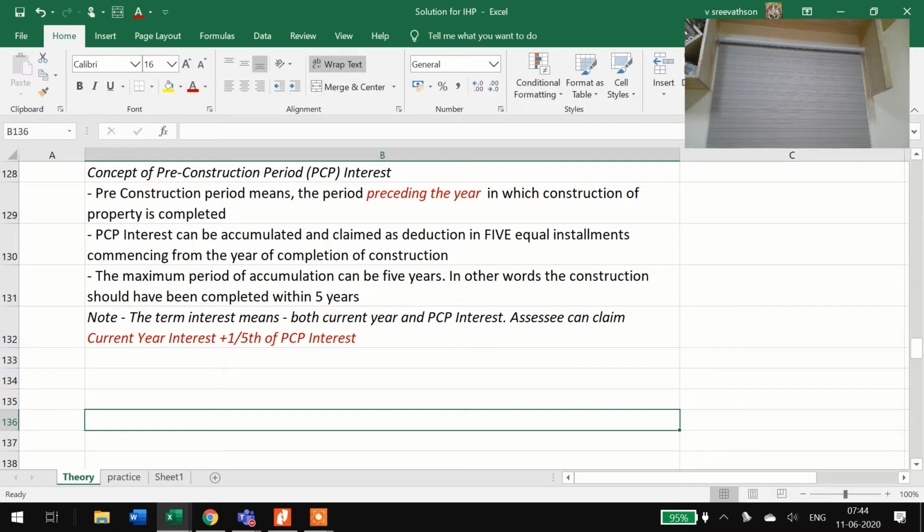If the addition of these two interests is greater than 2 lakh, still we will be able to claim only 2 lakh. Maximum is 2 lakhs. Maximum you can claim is 2 lakhs.